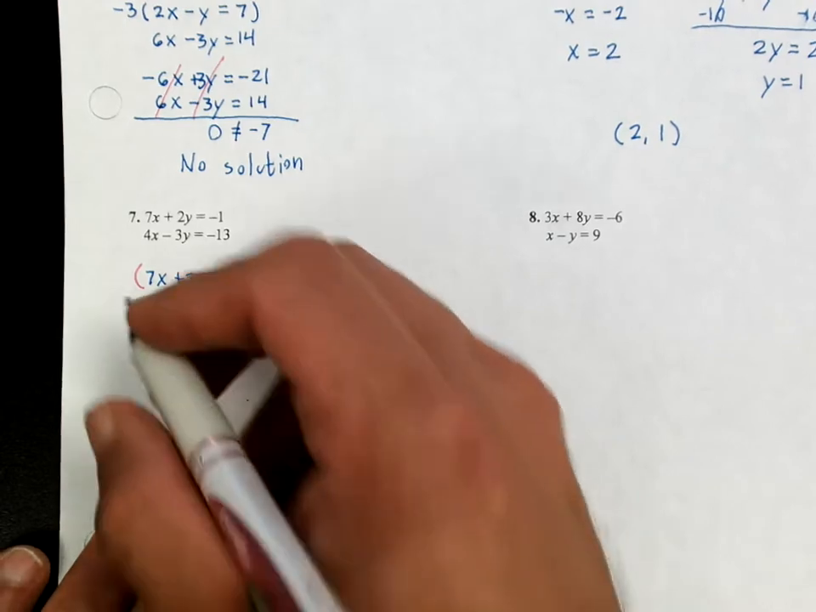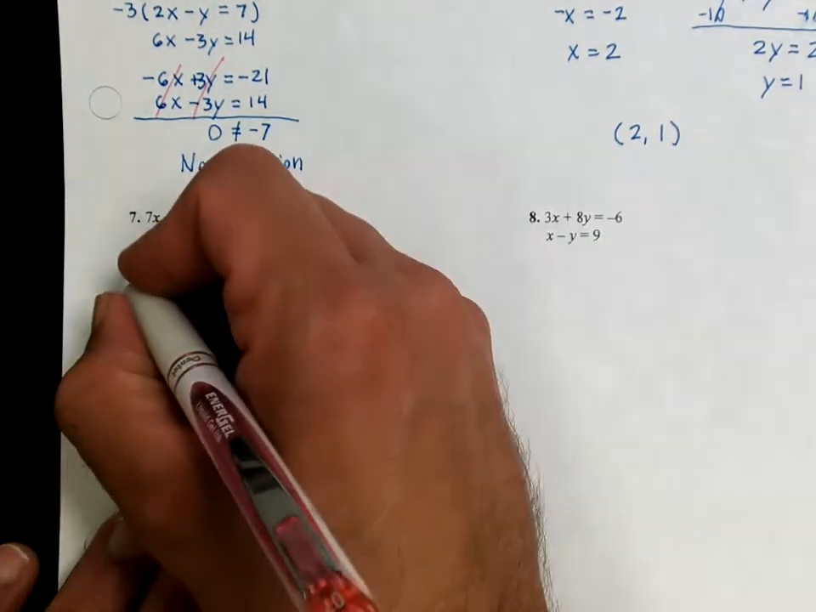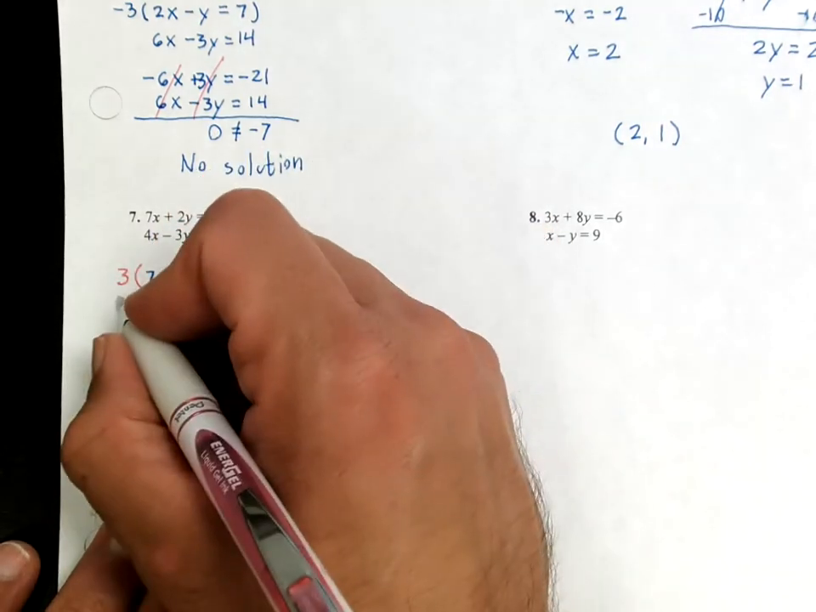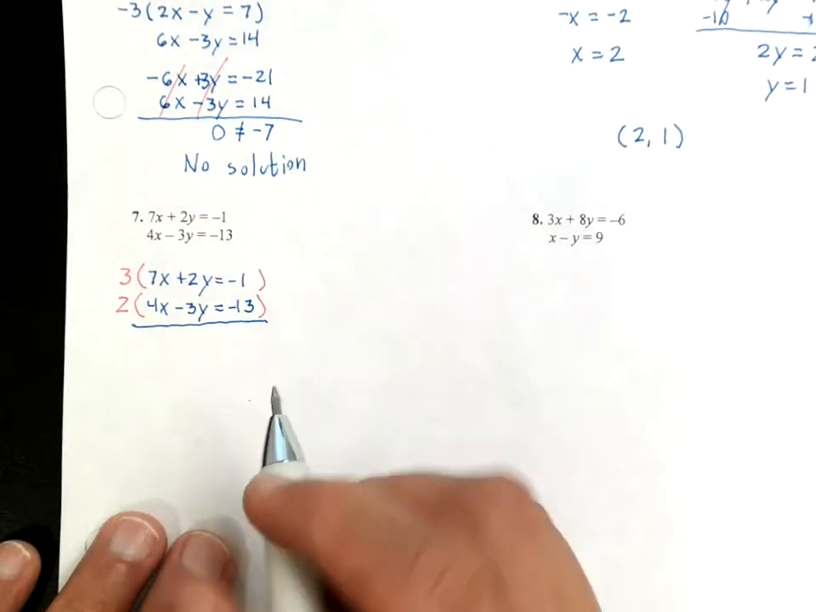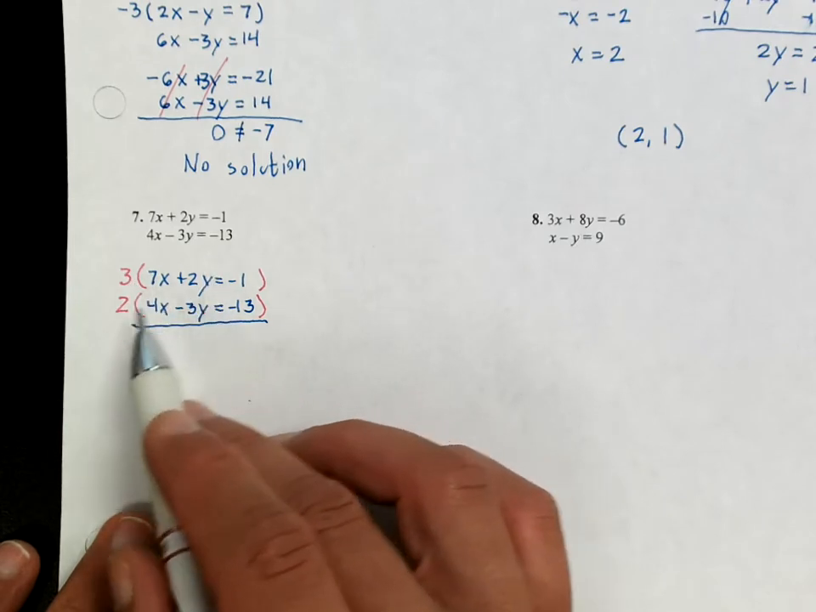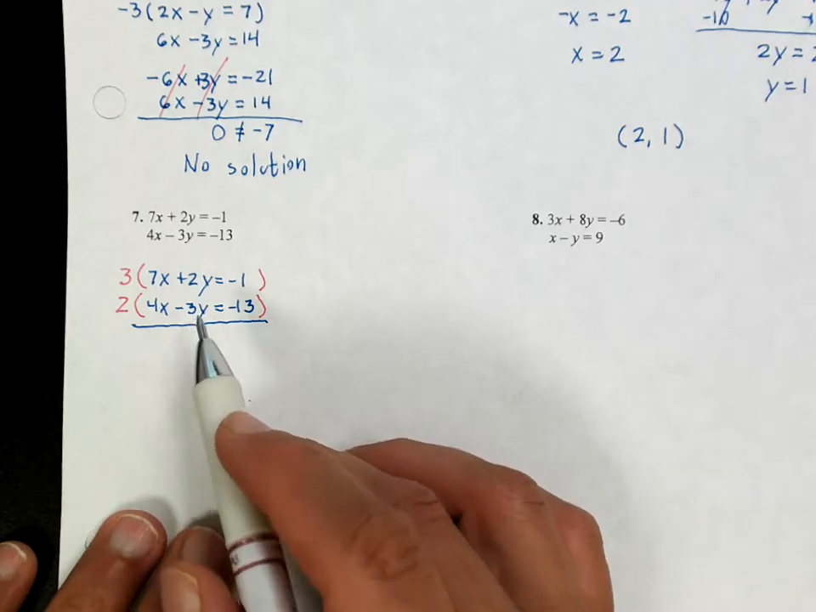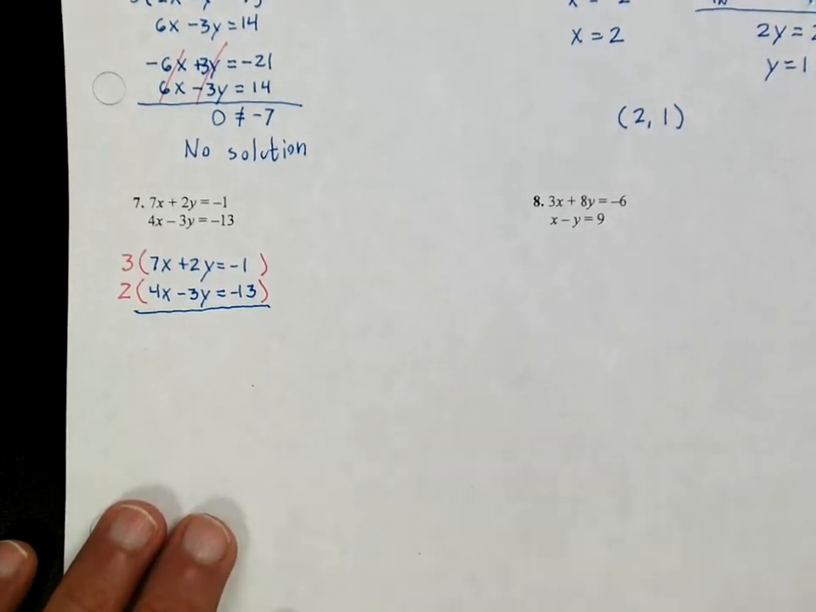All right? So when you find yourself in that predicament, what you're going to do here is multiply this by 3 and this by 2. And the reason you're doing that, notice if I multiply 3 times 2y, that's going to give me a 6y, and 2 times negative 3y is going to give me a negative 6y. So you should be able to see ahead and notice that that's going to cancel out.